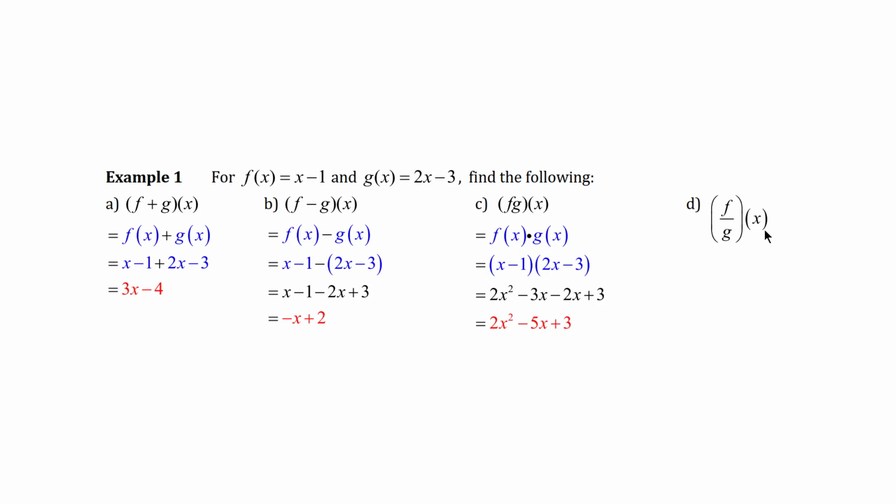We apply the quotient rule for this function, so this is equal to f of x divided by g of x. Again, we just substitute in the values for each function. We get x minus 1 over 2x minus 3. We can't simplify this any further, so this is our final answer.